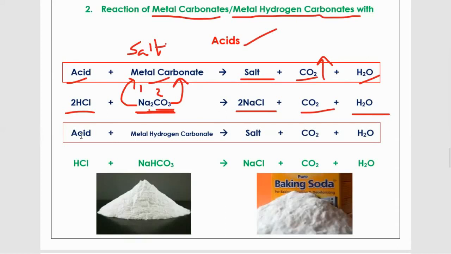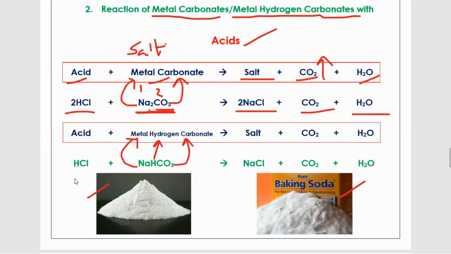And we will see the second one, acid plus metal hydrogen carbonate. Just hydrogen is added to that. You see this first picture, that is sodium carbonate. You see this second picture, that is sodium hydrogen carbonate. Both look similar, isn't it? So both are salts only. Here metal carbonate contains two parts, while coming to metal hydrogen carbonate, three parts, that is Na metal, H hydrogen, CO3 carbonate.